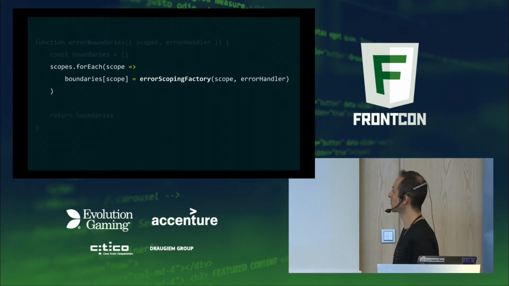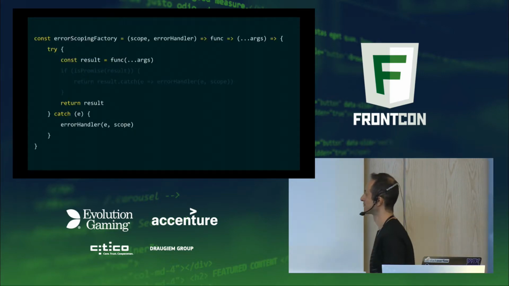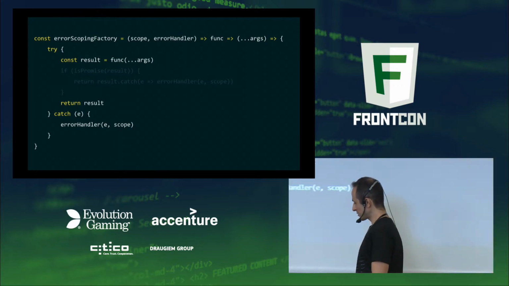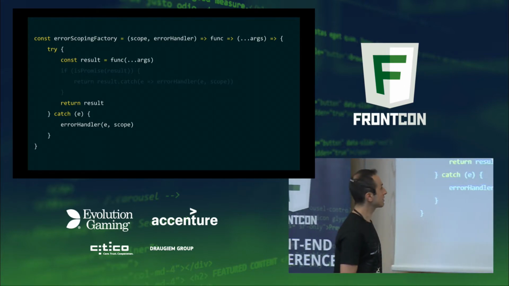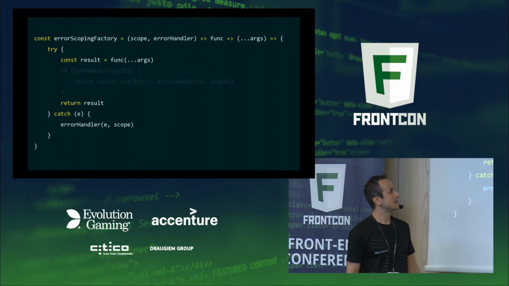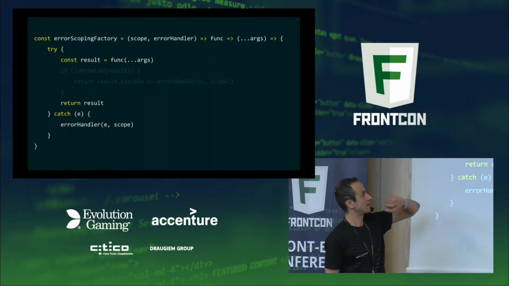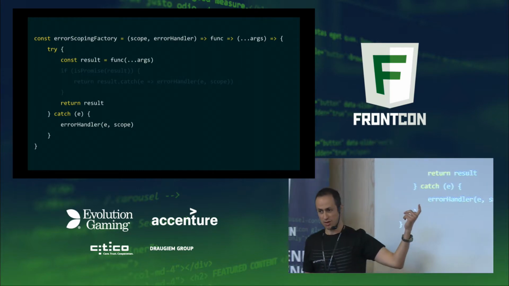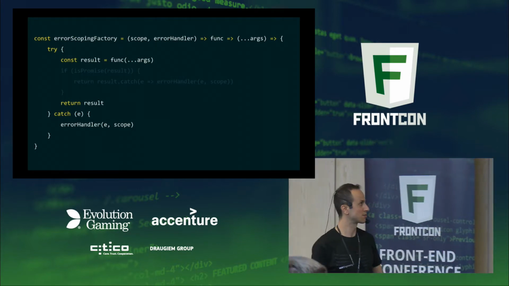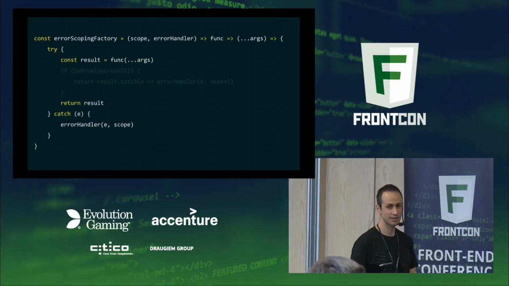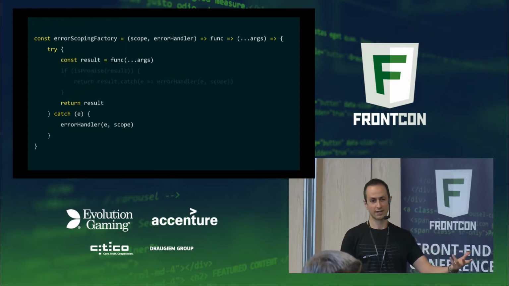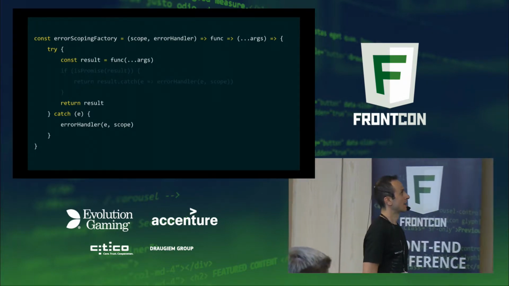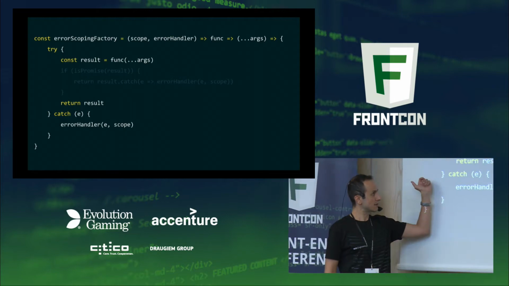Let's go over scoping factory. So scoping factory is a factory function that gets the scope and the error handler. It's responsible to run the actual function that needs to be run, that has been called either by WIX code or by the user, and save the result and return it.